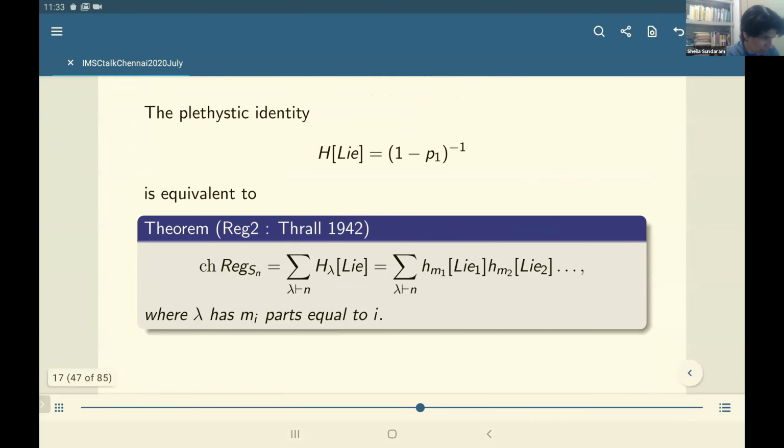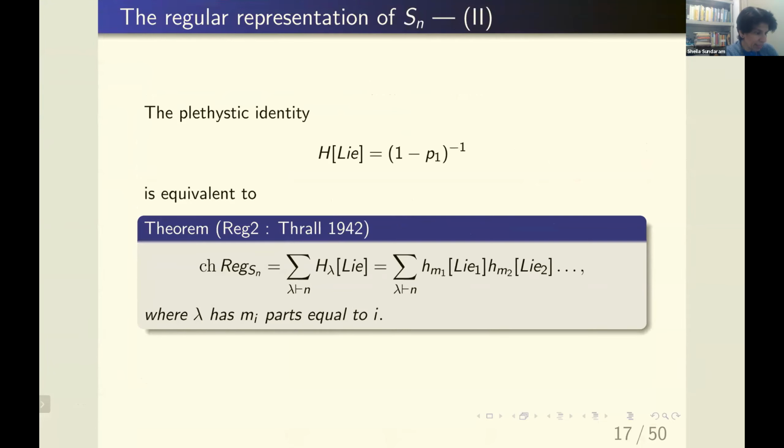So I believe I wrote that in my next slide. So this plethystic identity should really be read like this in terms of representations. And that is actually what Thrall proved, right? He proved that the regular representation of S_n decomposes into a sum of pieces indexed by partitions lambda of n, and each piece looks like something basically induced from a product of wreath products.